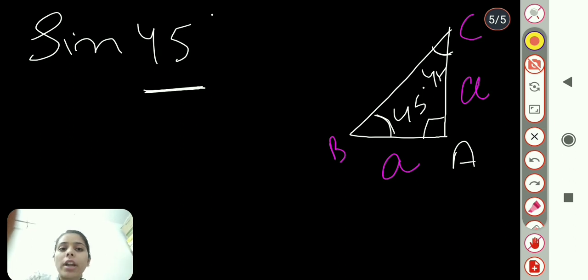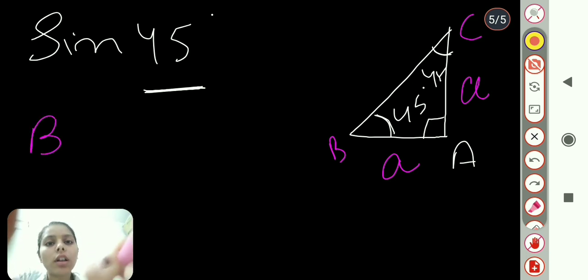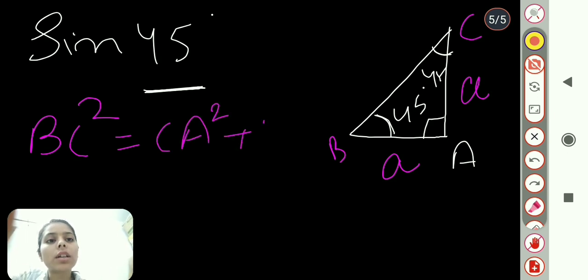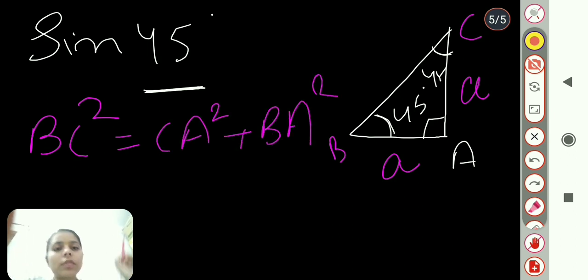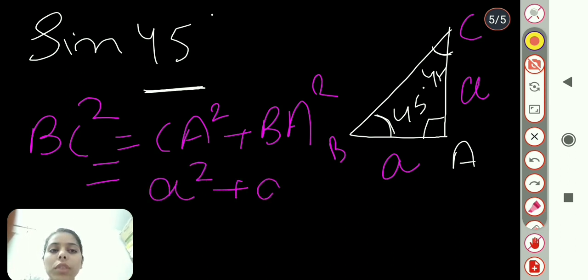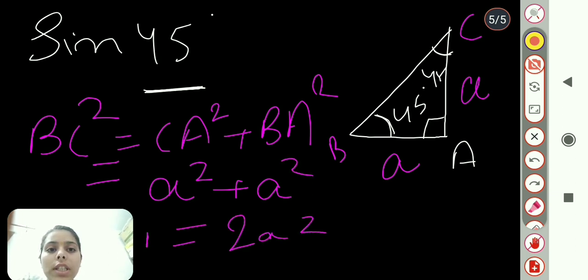Because these sides are equal. So if we have perpendicular and base, we can easily find hypo, which is BC. So what is the formula? BC square equals CA square plus BA square, right? Now I am finding the value of hypo. So CA is what? A. So here we get A square, and BA is what? BA is also A. So here we get 2A square. So BC square is equal to 2A square.